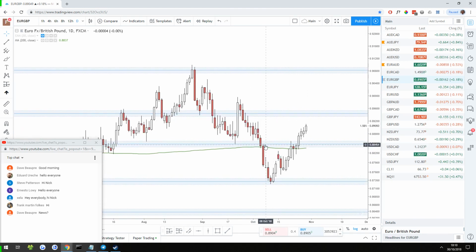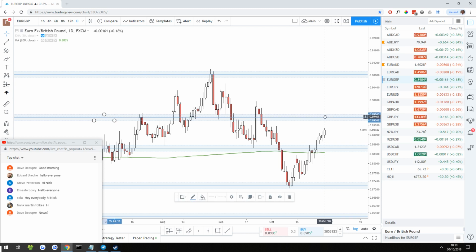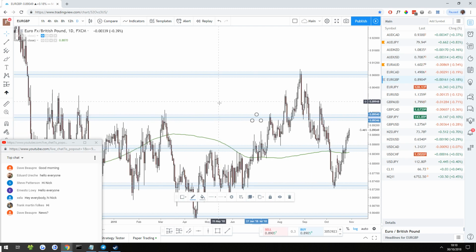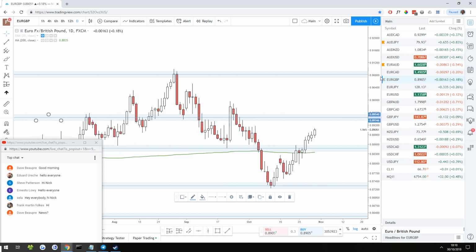Might adjust this up here. It's not that much of a difference, but I think that's a better placement for this resistance area. But yeah, it doesn't make much difference. Point is, it's headed up to this upper resistance area. Yeah, let's just see what happens when it hits that area.